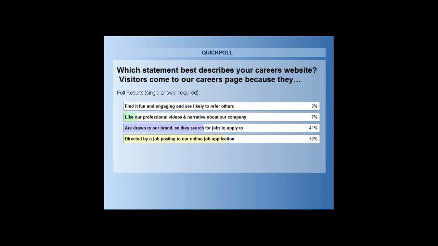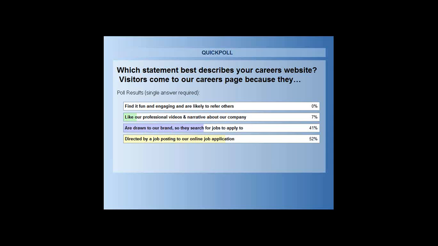So what you have told us is that 52% of you said that people coming to your career site are coming because they were directed by a job posting. They were actively looking for jobs, which is why they were probably looking at job postings in the first place. Then they come to your career site and enter your talent pool through the applicant tracking system when they apply. 41% of you said that they are drawn to your brand, so they just come to the site and look for jobs that would be good to apply for because they think they might fit, because they just want to work for your company.